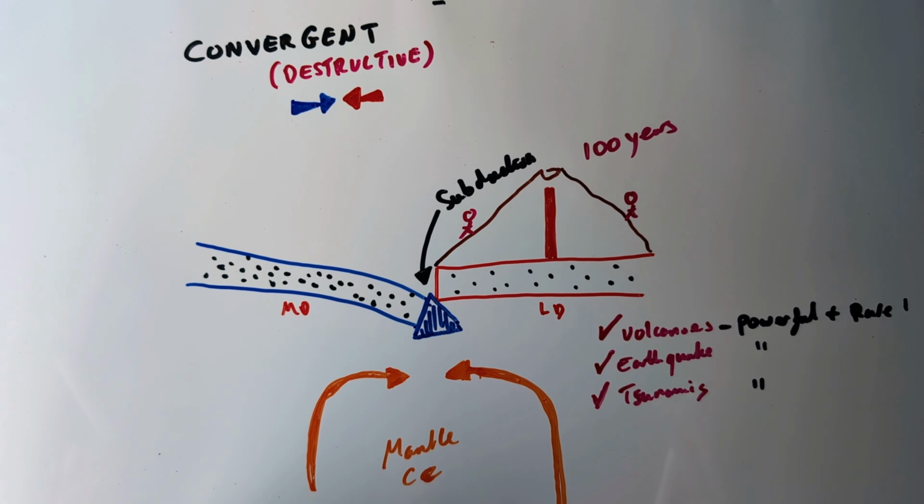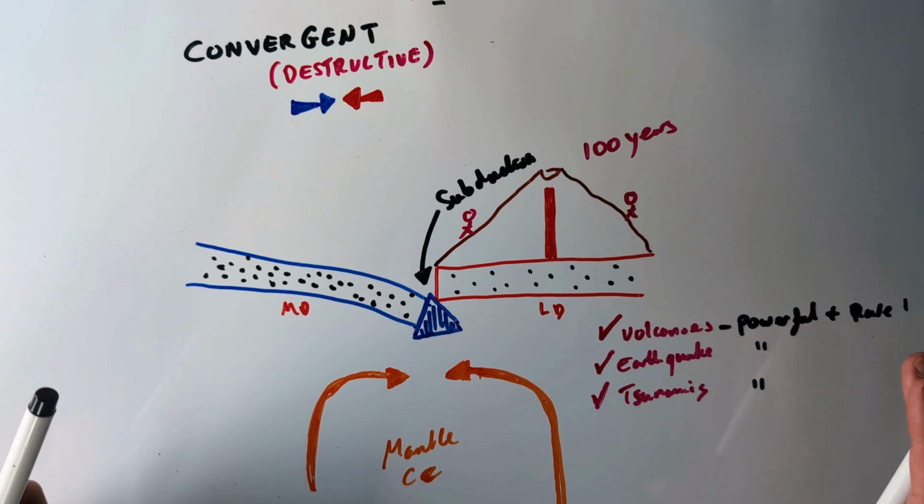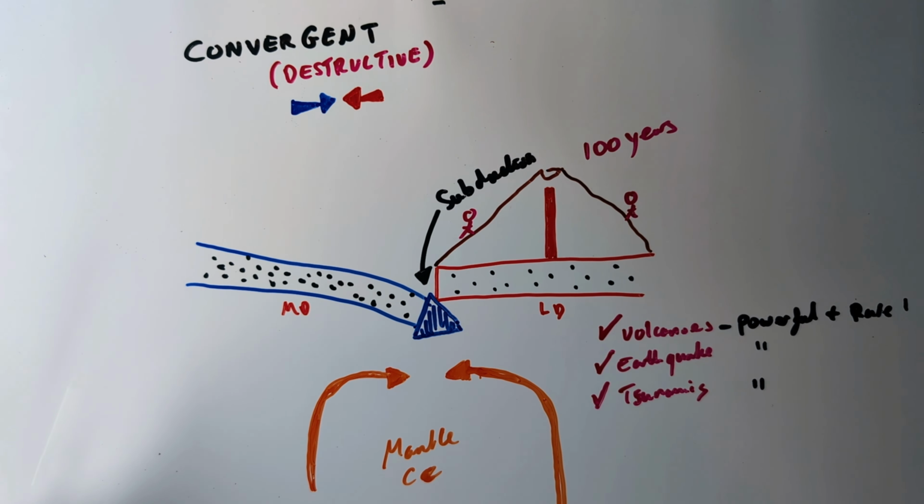We're now going to look at divergent. Just before we do move on, the example that I would use for this is the Nazca Plate and the South American Plate. Here's an image of it, and that's a classic example of a convergent plate boundary.